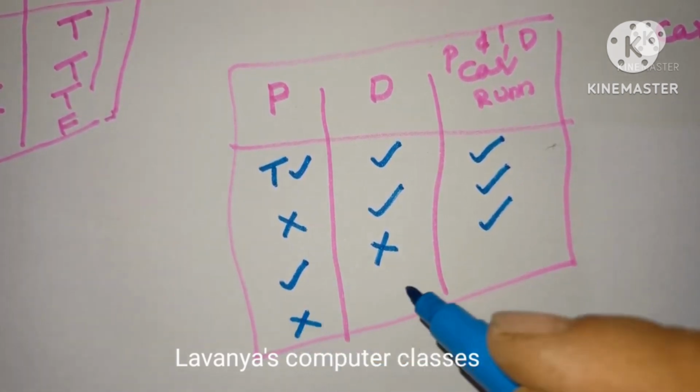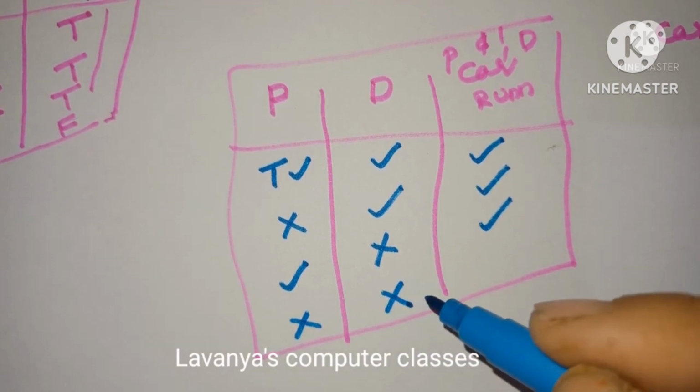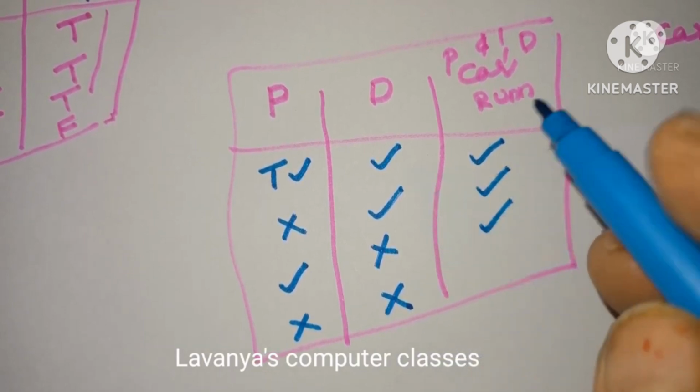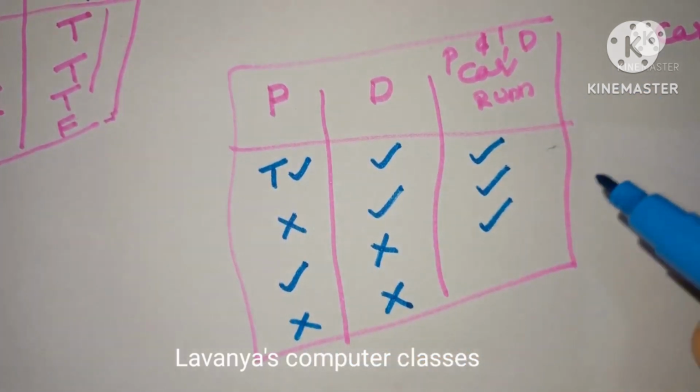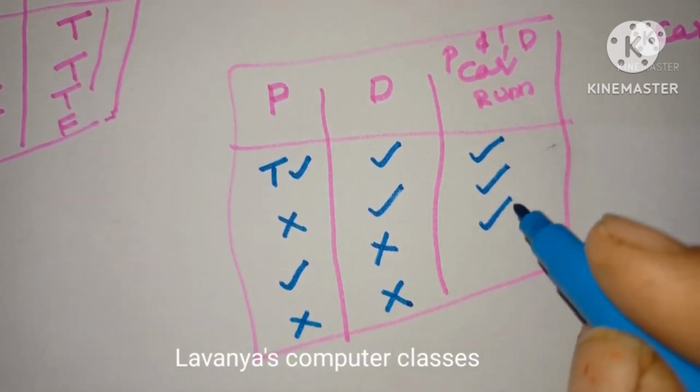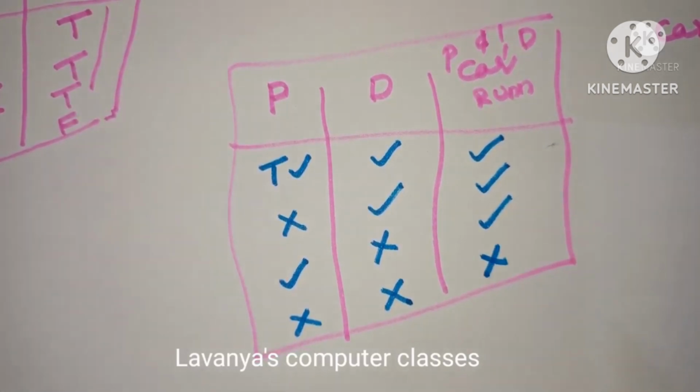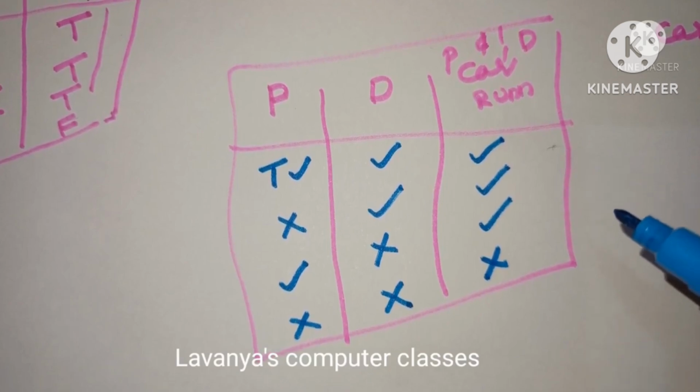I don't have petrol and I don't have diesel. I don't have either petrol or diesel. Then only you are facing the problem. The car is not running. So like this, you write the truth table of the OR operator.